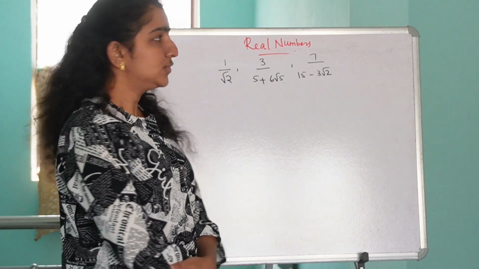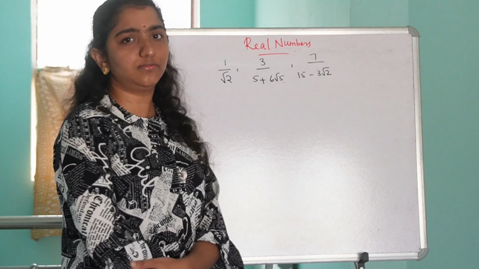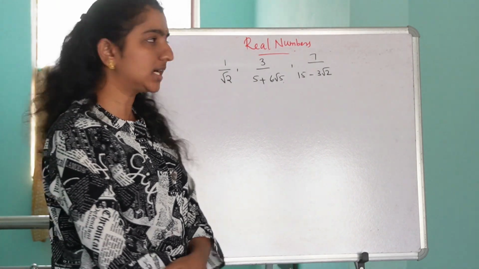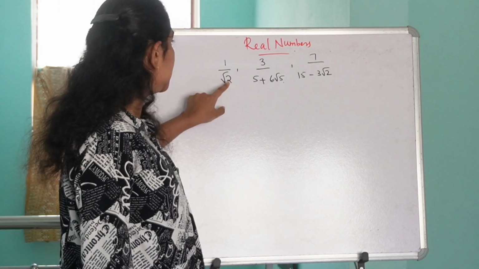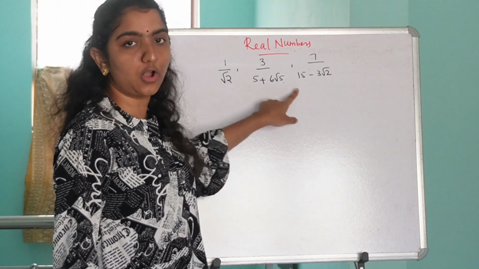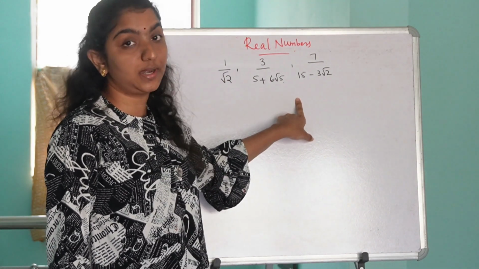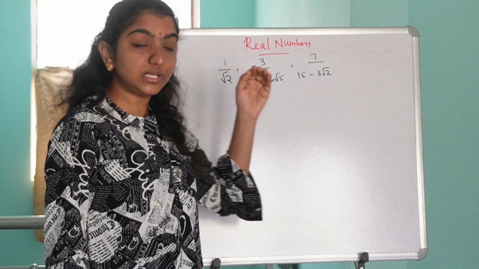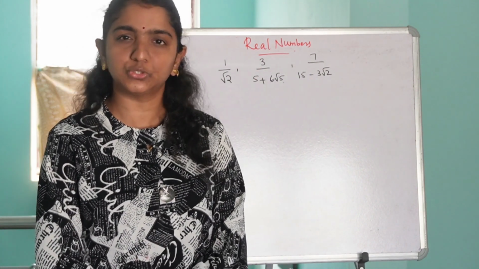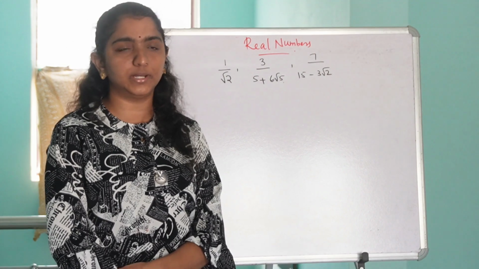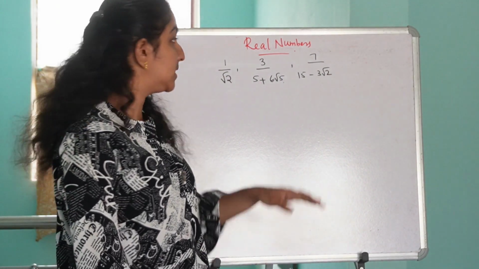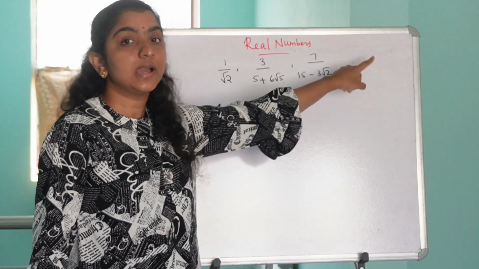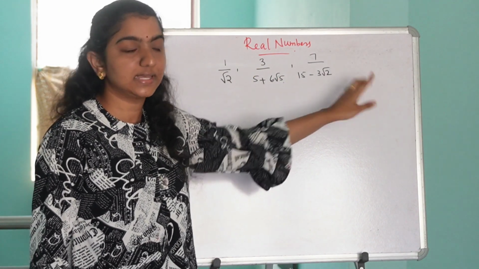So here, can we convert the irrational number in the denominators into rational numbers? Is it possible? If it is possible to convert the irrational number into a rational number, then it will be easier for us to find the points representing these real numbers. Is it clear, guys? Yes.